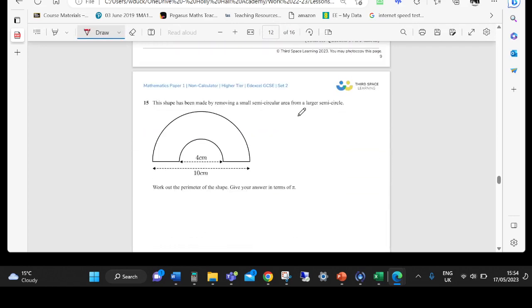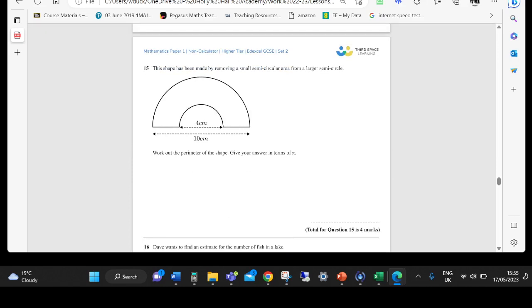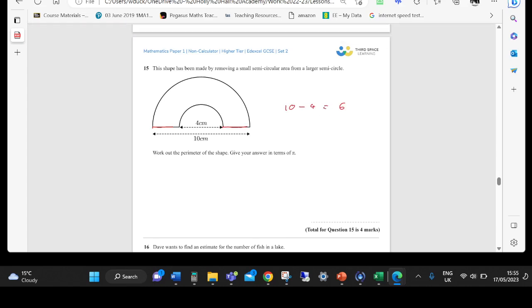Okay then, question 15. This shape has been made by removing a small semicircle from a larger semicircle. Work out the perimeter of the shape, giving your answer in terms of pi. Okay, so bits that I'm going to look at. So first of all, that length plus that length is going to be equal to 10 minus 4, so that would be 6.